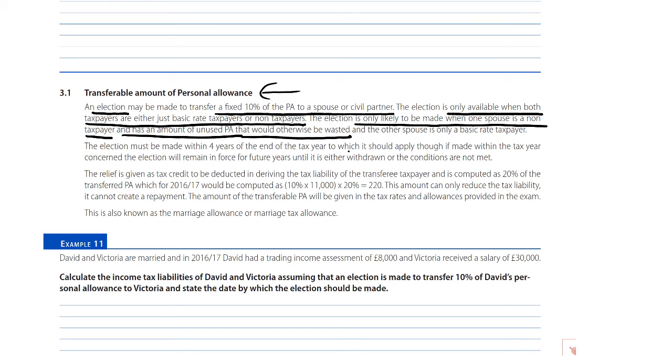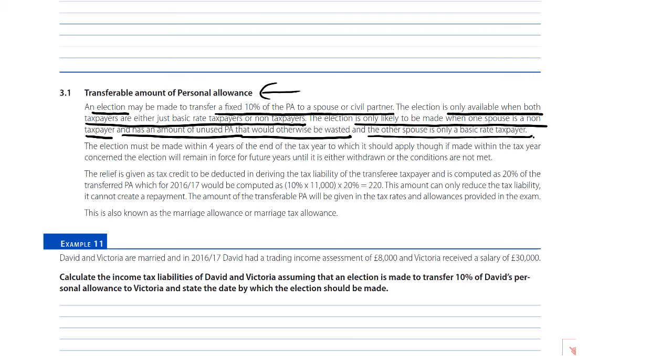Okay, we said it's only going to be worthwhile. You only do it if one spouse was otherwise having an unused amount of personal allowance, but it's only available if the other spouse is just a basic rate taxpayer. If either spouse is a higher or additional rate taxpayer, this election is not available to you. So it's most likely from non-taxpayer to basic rate taxpayer spouse, or you could do it from basic to basic, but it's less likely, there's no good reason to do that. It's where otherwise, in the hands of the transferor spouse, an amount of that personal allowance would have been wasted.